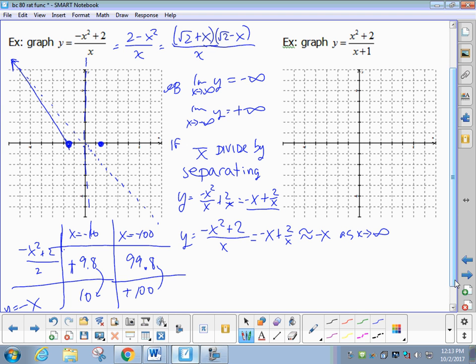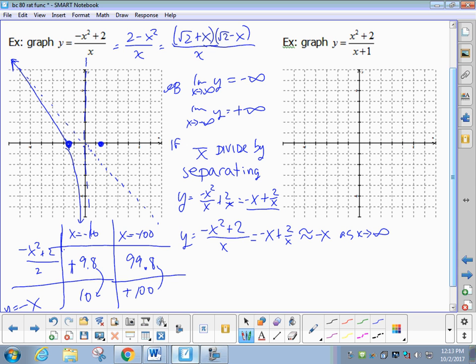Let's talk between root 2 and 0. Say negative 1. If I plug in negative 1, what do I get? What's the sign at negative 1? Negative, right? And as I get closer and closer to 0, I'll be dividing by small numbers, which will give me large numbers, negative infinity.